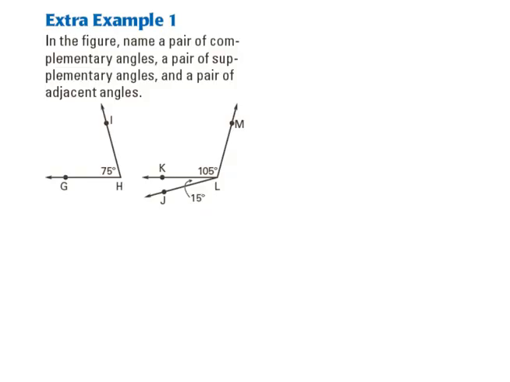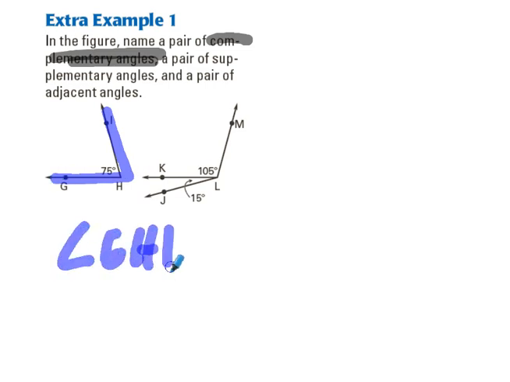Next thing we have, let's use those angle relationships, and we can go. In this, they're asking us to find a pair of complementary angles. Complementary angles, once again, are angles that sum to 90 degrees. Oh, this angle, GHI, and angle JLK. Those are complementary angles. Why? Because they sum to 90 degrees.